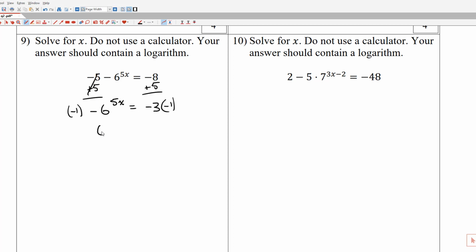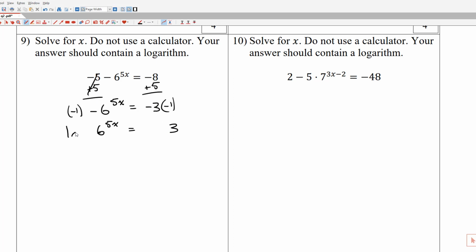I now have 6 to the 5x is equal to a positive 3. Both sides are positive, which means I can take the logarithm of both sides. I totally forgot to move this over to make room to write my logarithm.